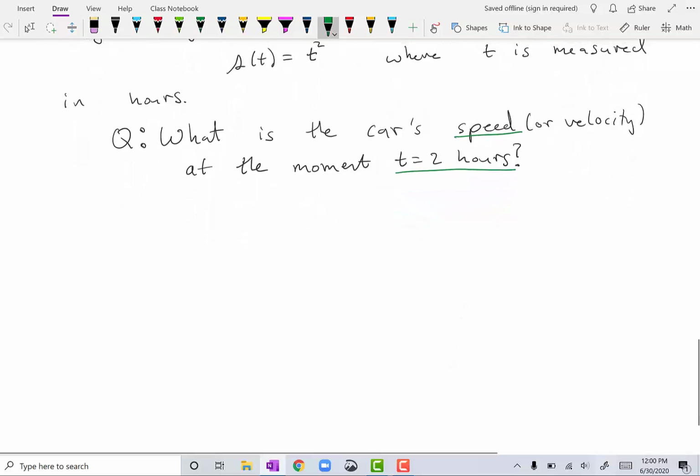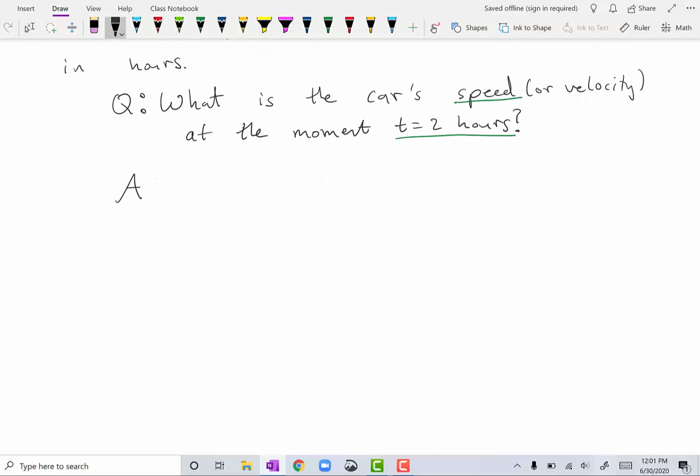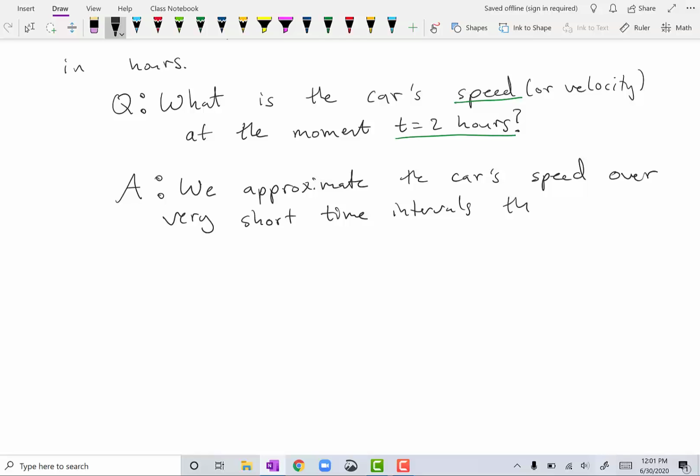And this is kind of where calculus starts to get in, because we have to say what we mean by calculating the car's speed at a specific moment in time. Otherwise, it's not so clear. So what we do, and we'll get to the formal definition later, is here's the idea. The answer here is we approximate the car's speed over very short time intervals that contain this 2 hours mark.